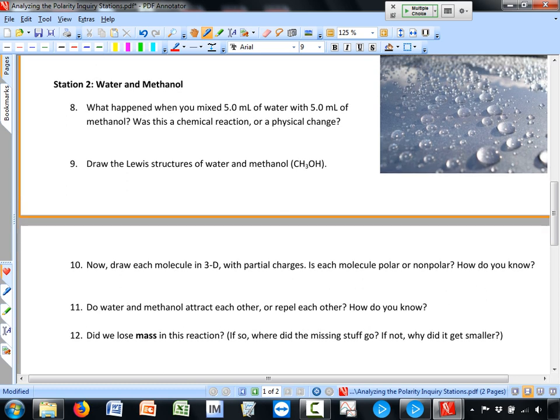Finally, last one. This one's the simplest yet also the hardest. I kind of enjoy it. So what happened? So when we did 5 plus 5 equals 9, 9.4. 5 plus 5 equals 9? Okay. So when we mix the water, which was exactly 5 mils, and the methanol, which is exactly 5 mils, we lost mass. True?